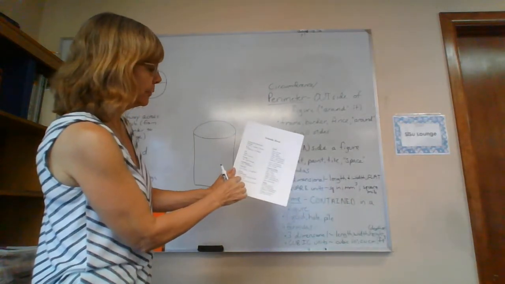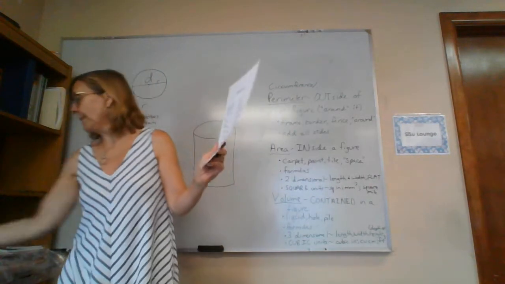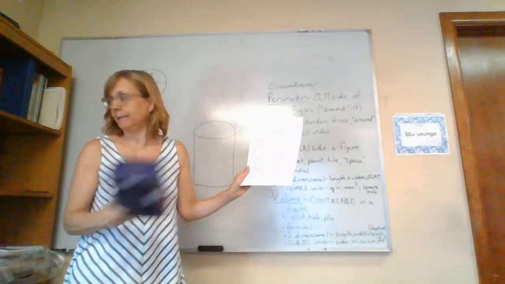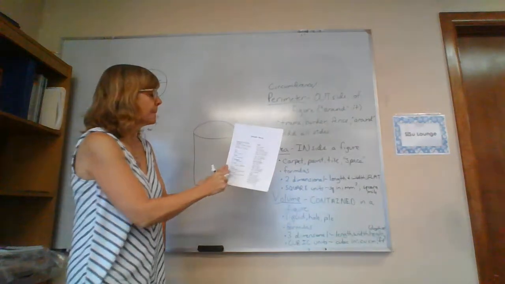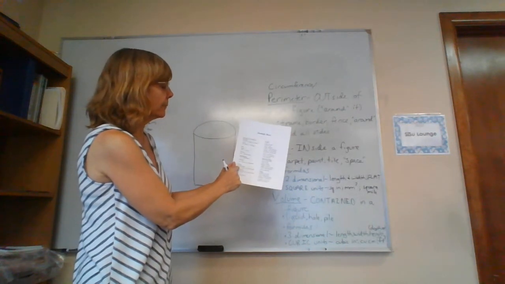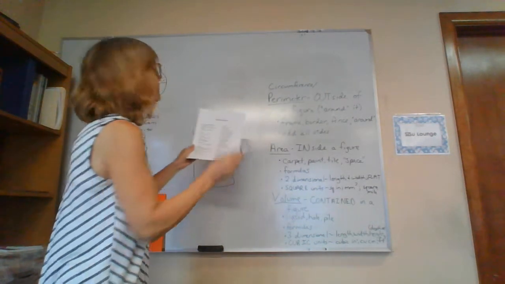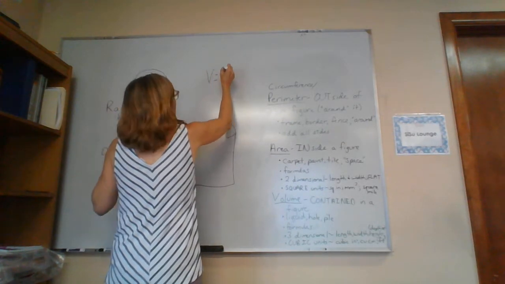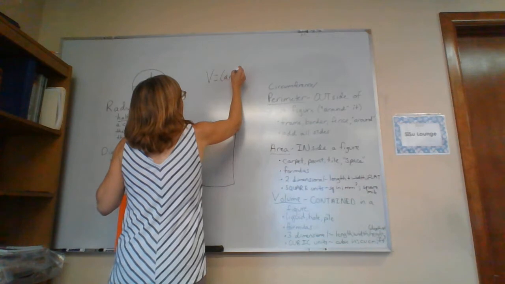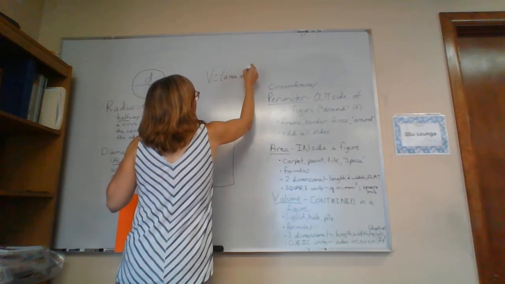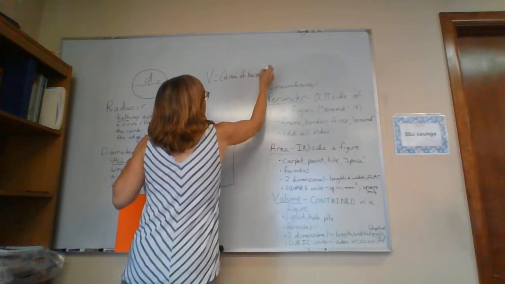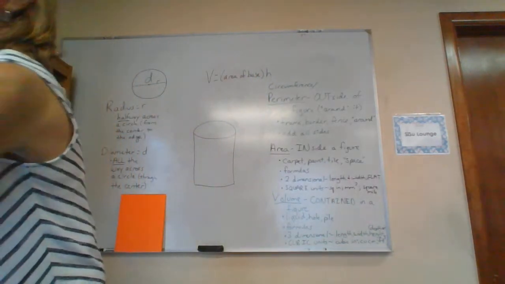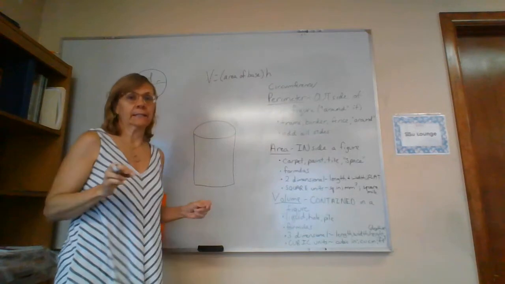The volume of a prism, which would be a box, like I used the other day. So how much could this contain? The volume of a prism or cylinder is found the same way. Let me show you that formula. The volume is the area of the base times the height. Okay? The area of the base times the height.